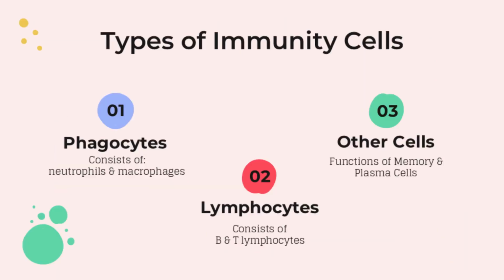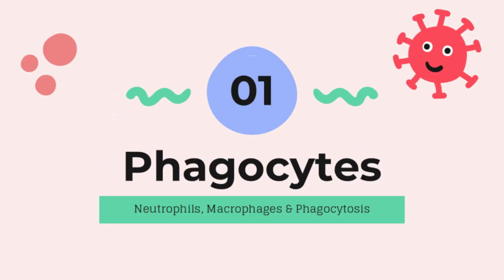Immune cells. Types of immune cells: phagocytes, lymphocytes, and other cells. These include memory and plasma cells. Phagocytes: neutrophils, macrophages, and phagocytosis.